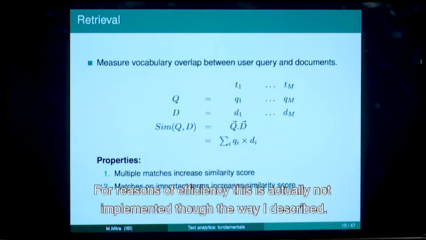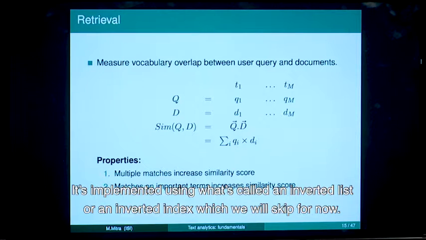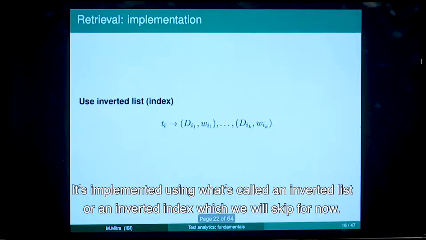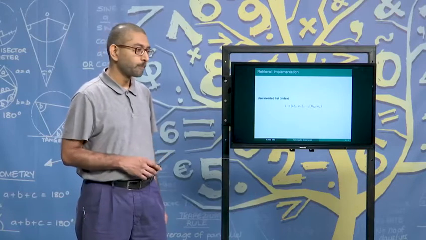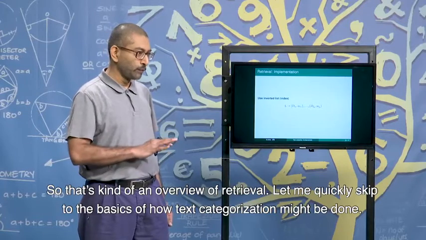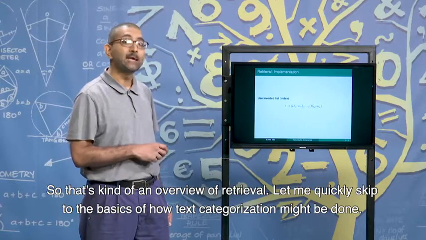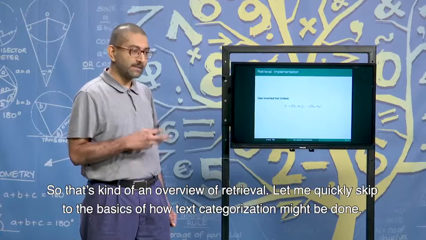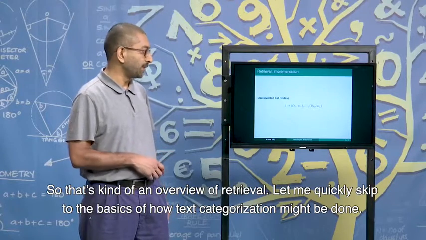For reasons of efficiency, this is actually not implemented the way I have described. It is implemented using what is called an inverted list or an inverted index, which we will skip for now. So, that is kind of an overview of retrieval. Let me quickly skip to the basics of how text categorization might be done.